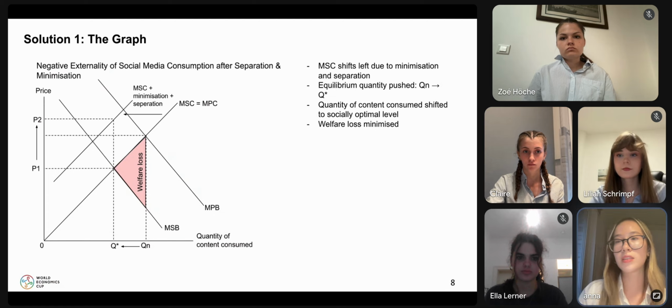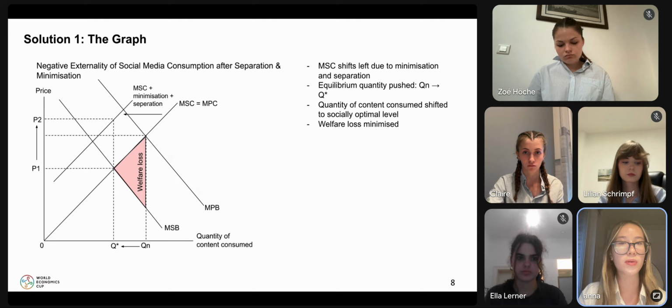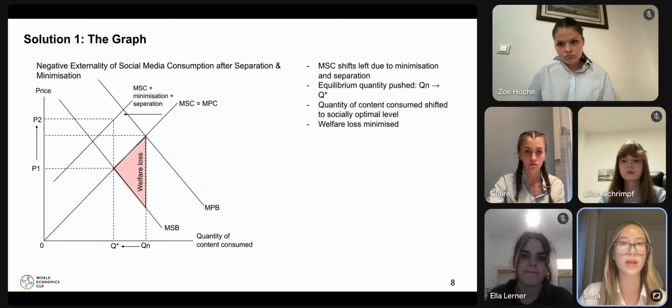The solution is displayed on the graph, showing the negative externality of social media consumption after the separation and minimization. So the MSC shifts left due to this, and the social cost lowers, and the equilibrium quantity is pushed from QN to Q star, which is the optimum, and the quantity of content consumed is then shifted to the socially optimal level, where welfare loss is minimized.